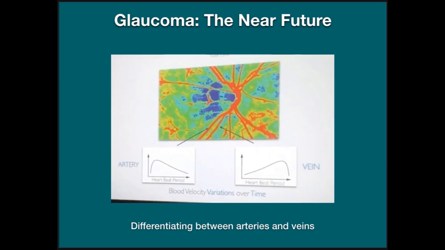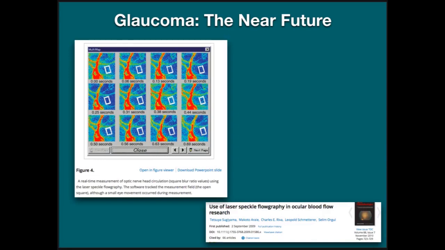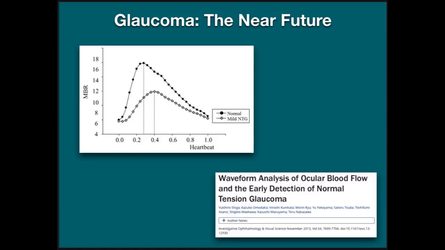Why is this important in glaucoma? Because there's been some research done now on these prototype instruments that are looking at laser speckle flowography in glaucomatous patients. And what they found in this research is that the typical arterial blood flow with that early peak and then decline is severely attenuated in patients even with mild normal tension glaucoma. So there's a decrease in the amplitude and there's also an increase in the latency.